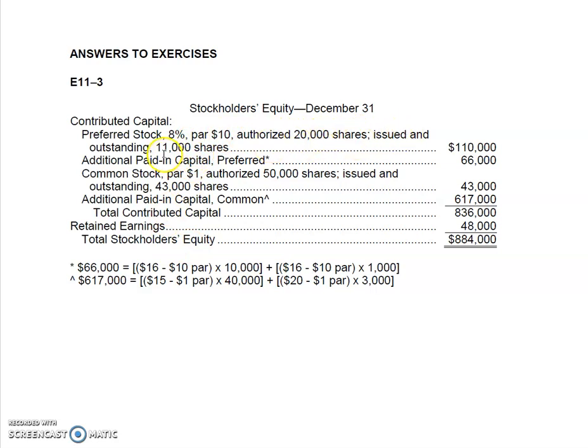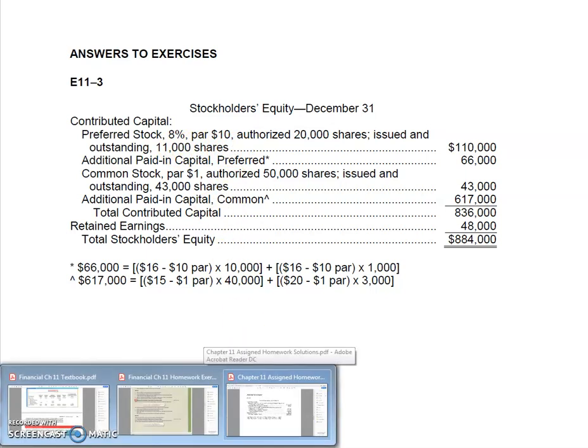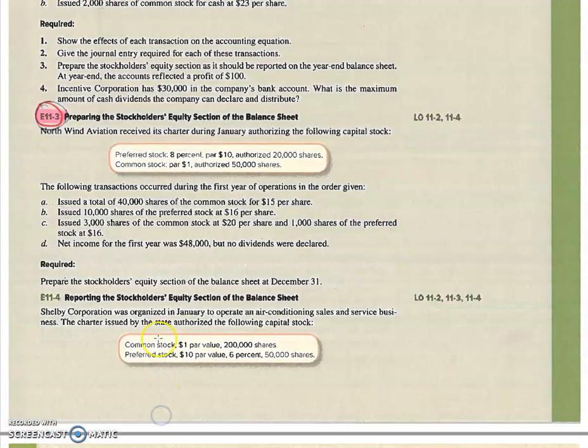Well, again, they must have sold some more stock. I should have reviewed these homework problems earlier before I started, and I didn't. So shame on me, but they issued 3,000 more shares of common stock at $20 per share and 1,000 shares of preferred stock at $16 per share. So they have 11,000 shares of preferred, all issued at $16 per share.